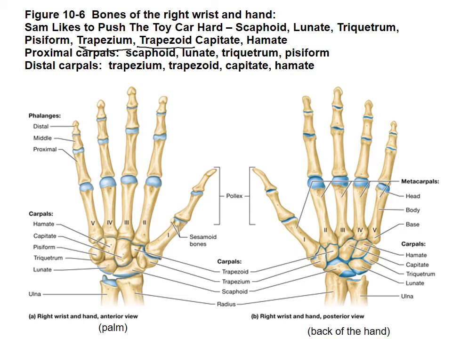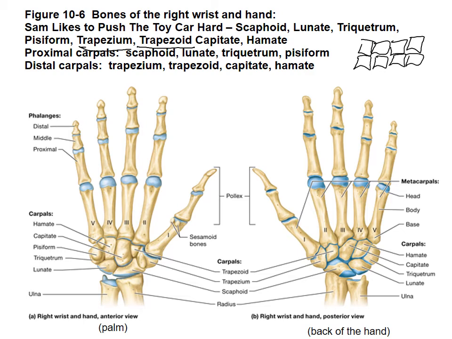Pisiform, trapezium, trapezoid, capitate, hamate. So the proximal carpals are the scaphoid bone, lunate, triquetrum, and pisiform. So basically what you have are 3, 4, 5, 6, 7, 8 bones.